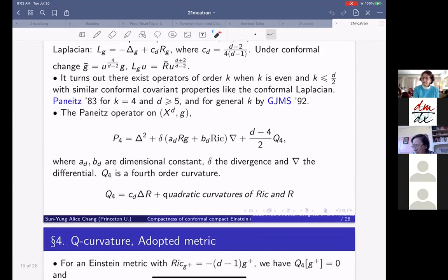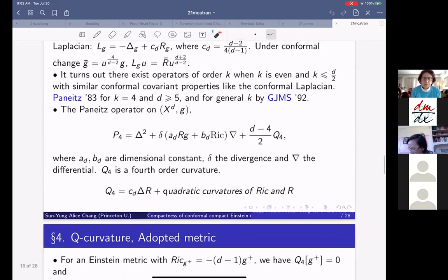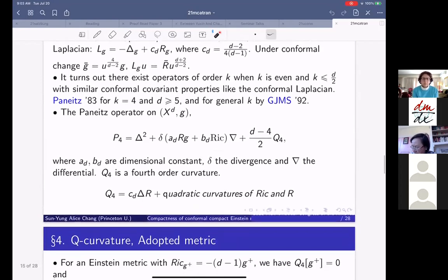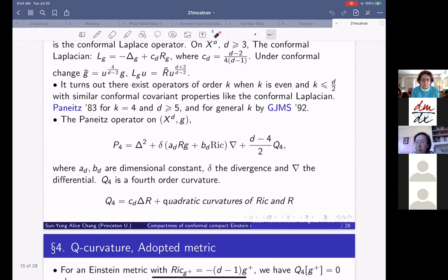And what is this Q curvature? Q curvature is a fourth order curvature. In a sense, you have the scalar curvature, second order, then you take the Laplace of the scalar. So it's fourth order, plus a quadratic curvature term in Ricci and R, a quadratic polynomial in terms of Ricci squared, R squared, and so on. So that's the Q curvature. So the idea now is that P4 and Q4 replace the conformal Laplace and scalar curvature and give some other conformal invariant of higher order.